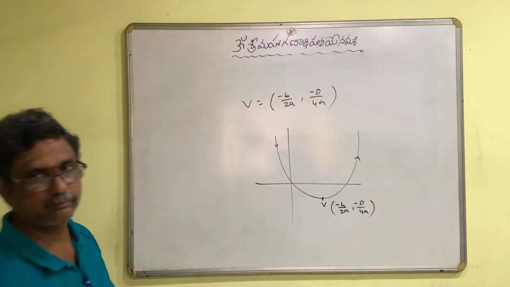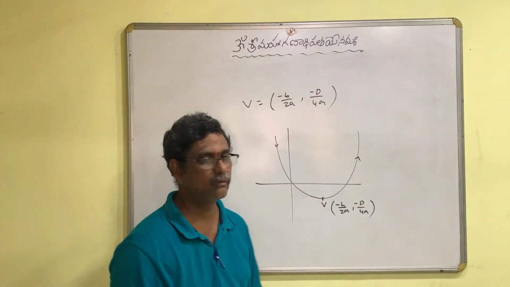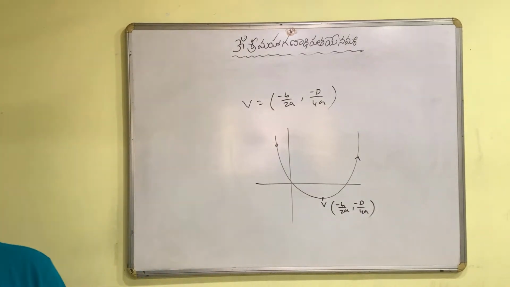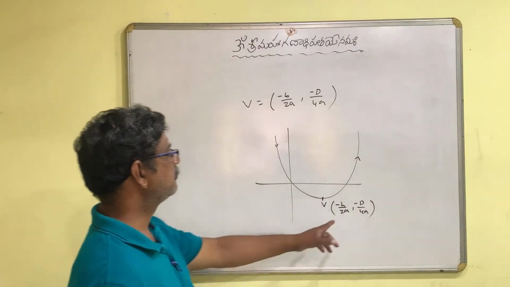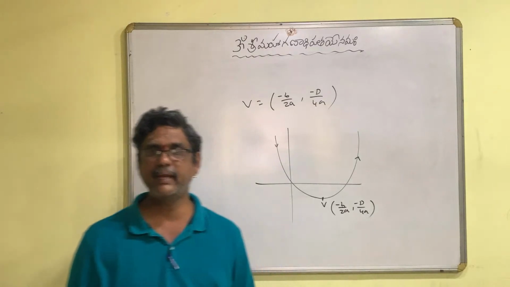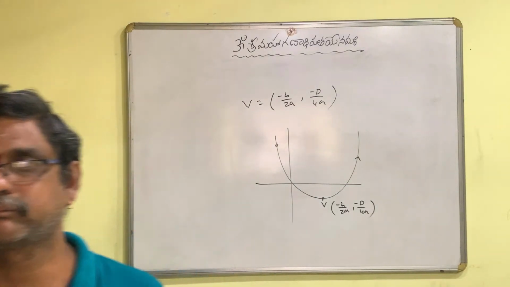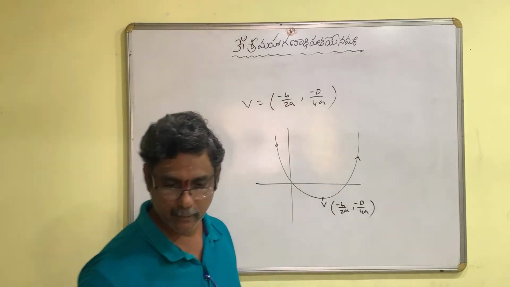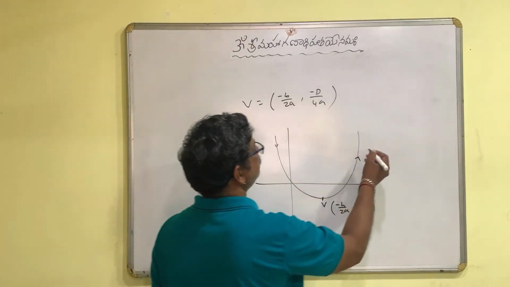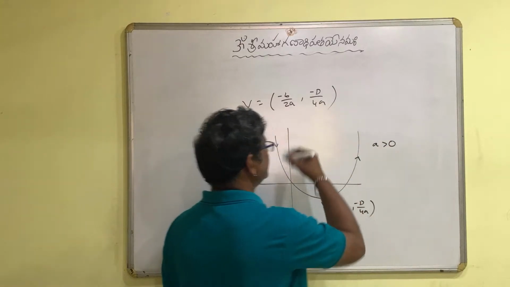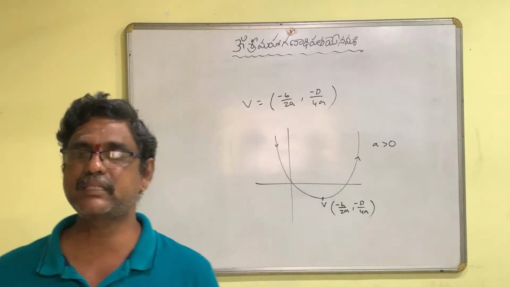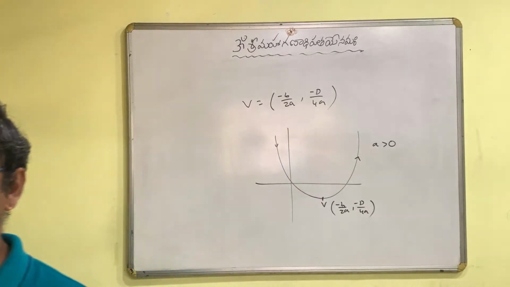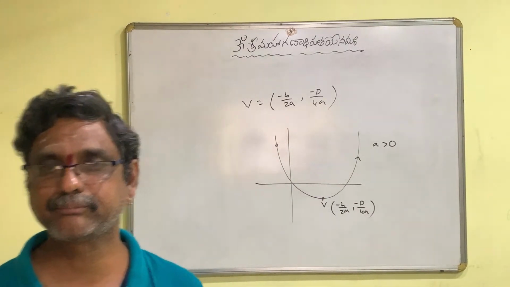Okay? And the coordinates of vertex is minus b by 2a, minus D by 4a. So for this particular parabola, for this particular figure, a greater than 0 because it opens upwards and its vertex lies in the fourth quadrant. Okay?